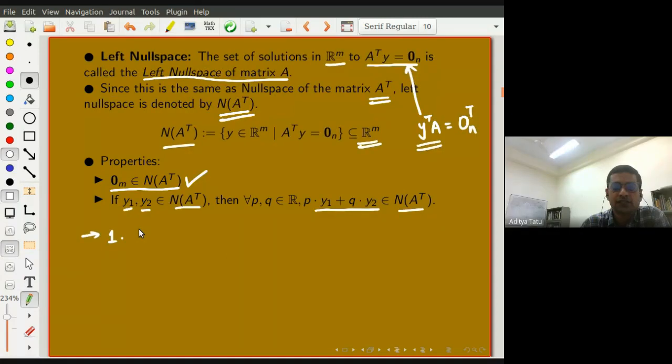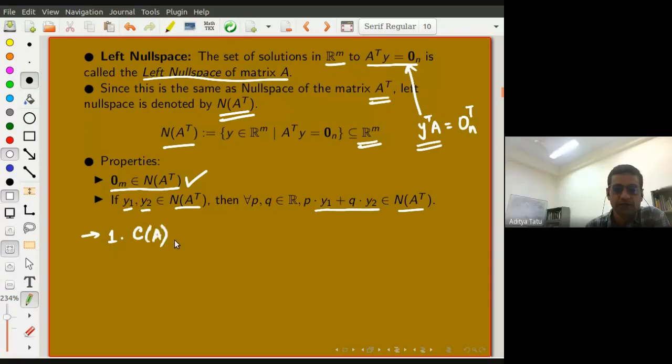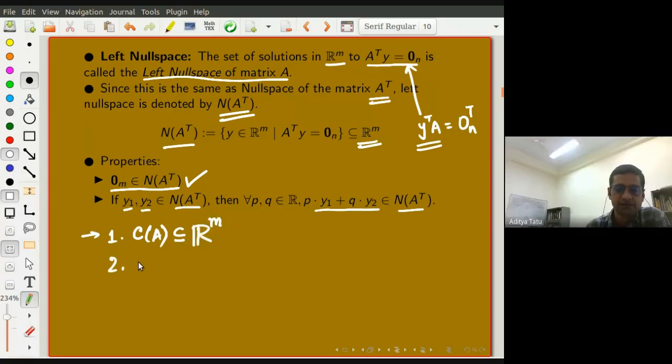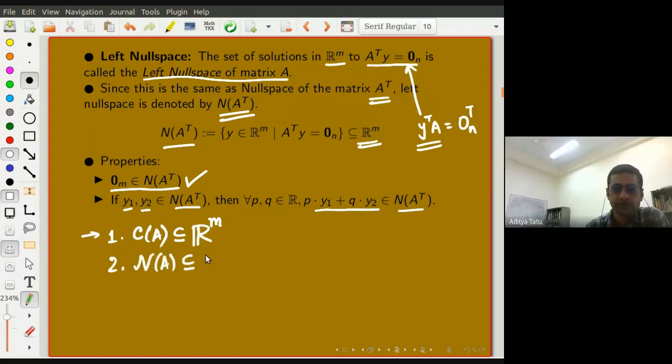So what are these four special sets we have seen associated with the matrix A? First one: column space of A. This is a subset of Rn. Then null space of A is a subset of Rn.